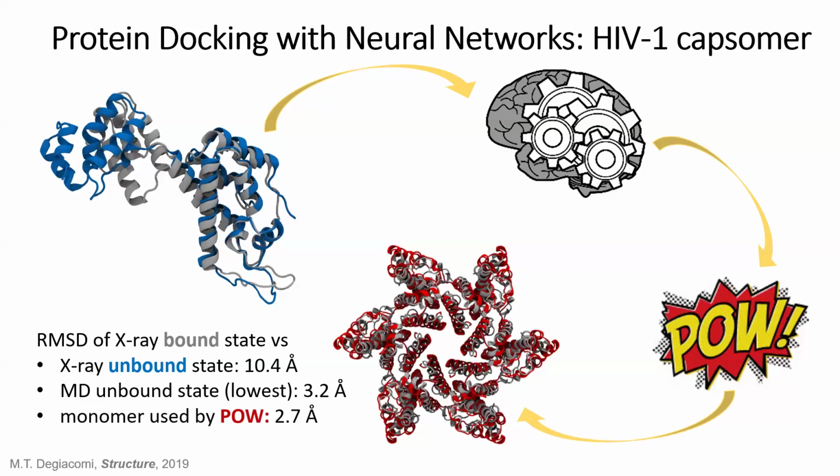So the neural network could produce a conformer closer to the bound state than anything it was provided with, and the docking algorithm could fish it out. And so this was quite exciting.